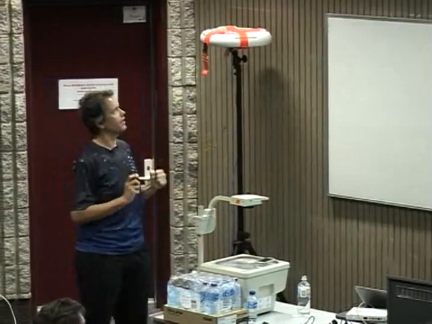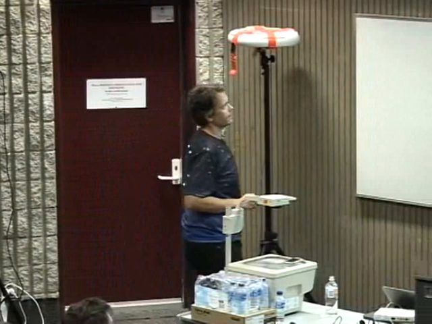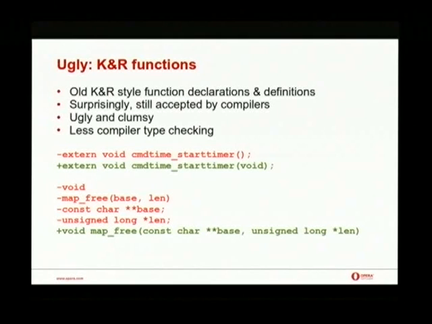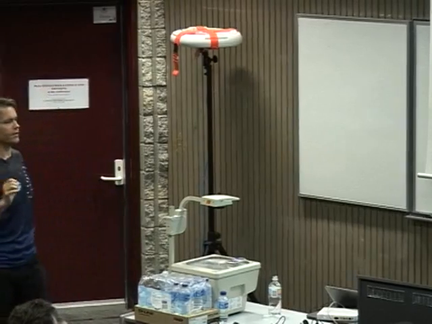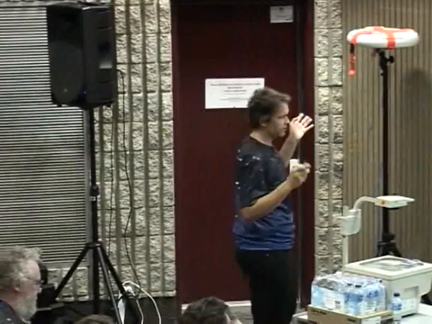Ugly. It's ugly time. K&R functions. No, really. There is actually, I checked in some code four or five months ago that removed the last K&R function definition from code that's actually compiled into Cyrus. There is still one in there, but it's only compiled on BSD, so that more or less doesn't matter to me.